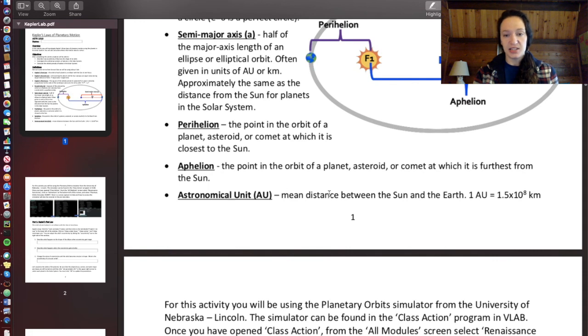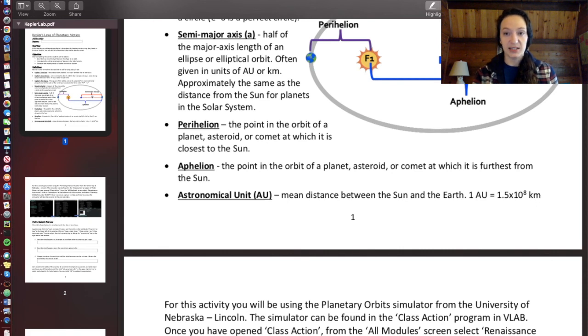It is the mean distance between the sun and the Earth, because we're based on Earth. And so we like to say, space is really, really large. It's impractical to measure things in miles and kilometers and stuff like that. We need bigger measurement units. So we're going to say the distance from the Earth to the sun is just about 1 AU, and that is equal to 1.5 times 10 to the 8 kilometers.